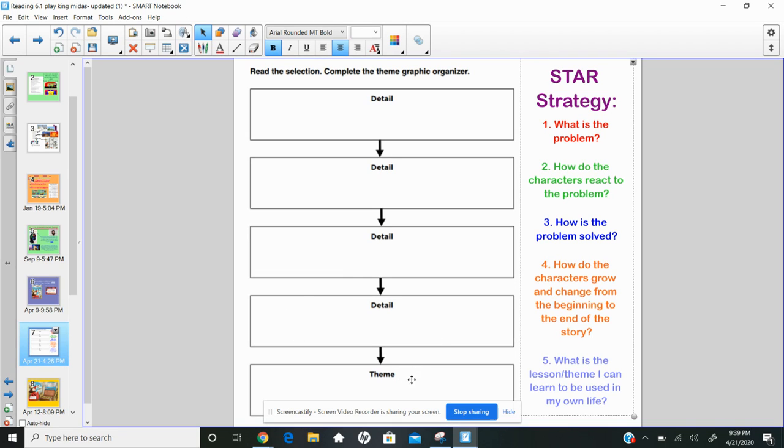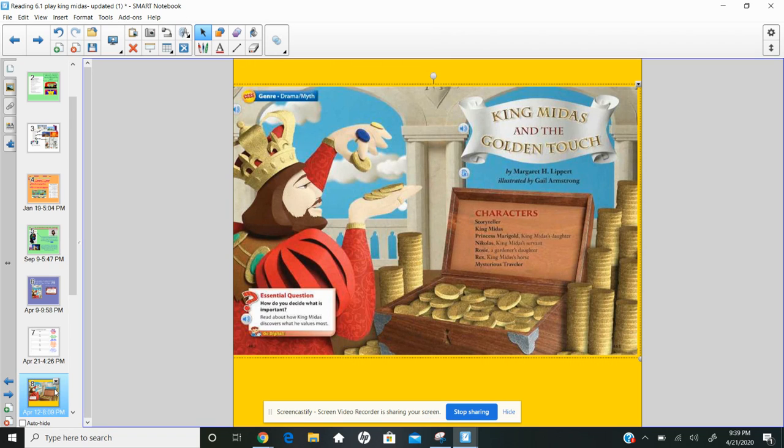And then finally down here in theme, after we've read the story and thought about these different details and questions using the STAR strategy, we're going to think: what is the lesson or theme that I can learn and use in my own life? That means theme does not have character names. It does not have details from the story, because it's something that I should be able to do in my life. And so we're just going to read a little bit together.